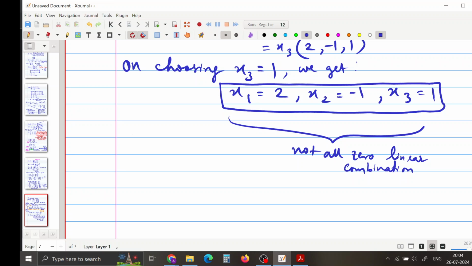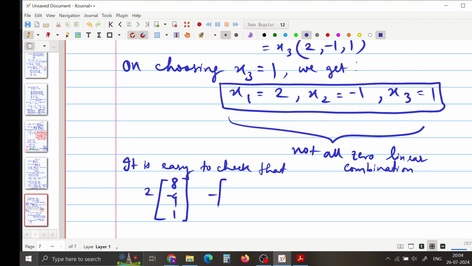It means they are linearly dependent, right? And it is easy to check. x1 times the first vector, which means 2 times the first vector, plus x2 times the second vector, minus 1 times the second vector, plus x3 times the third vector, which is plus 1 times the third vector, is indeed the all zero vector.